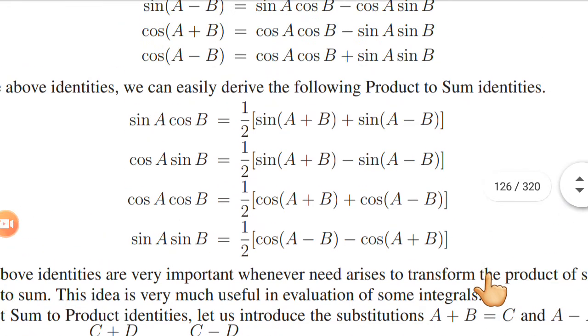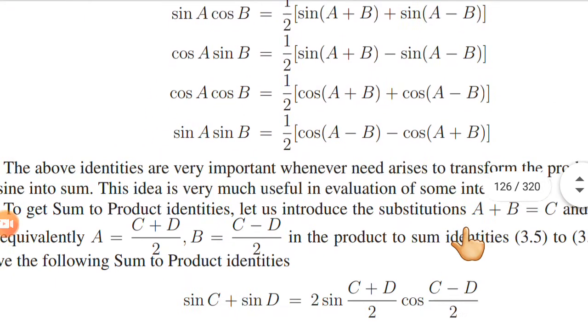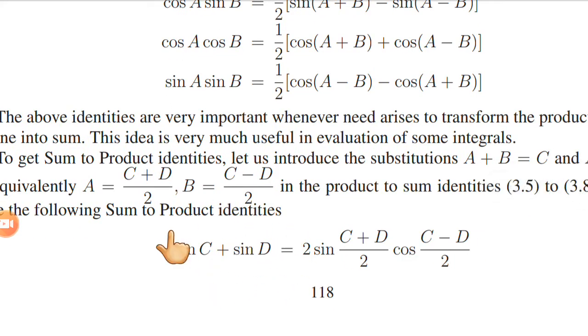And now what do we call this? The product to sum identity. Sin a cos b is in product form, and we have brought it to sum form. We call it sum or difference. Okay.